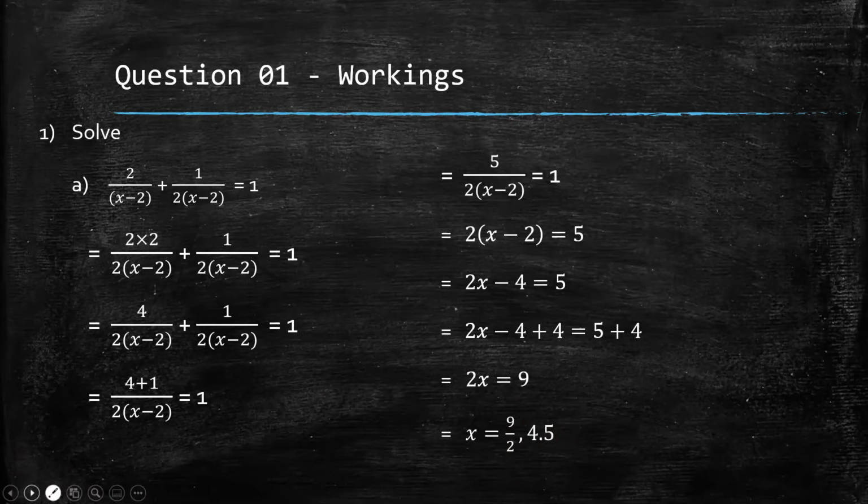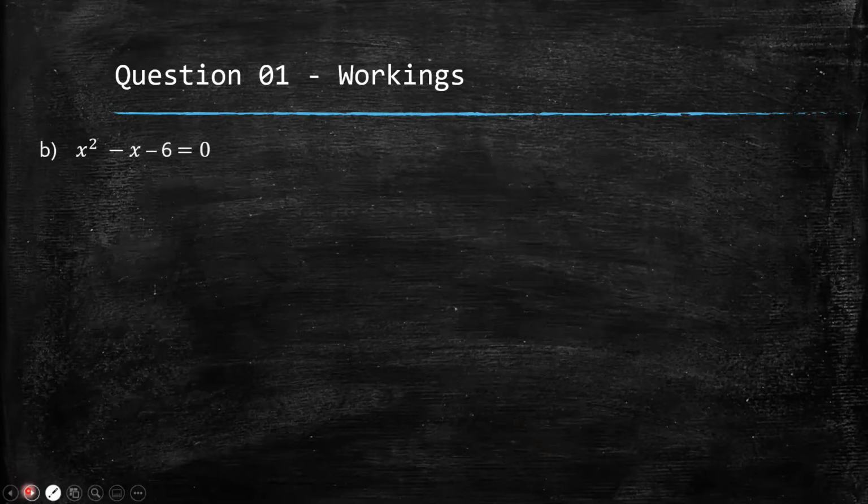So x will be equal to 9 over 2 or 4.5. In our second question, it is a quadratic equation where x squared minus x minus 6 is equal to 0. So here it is a quadratic equation. It's a simple quadratic equation.